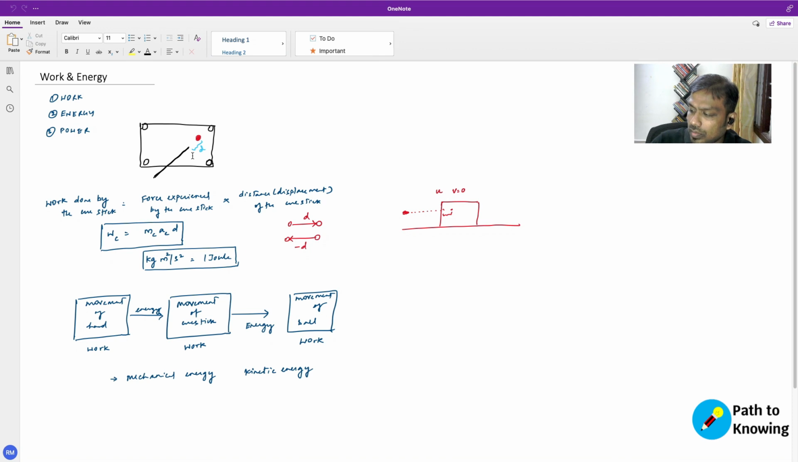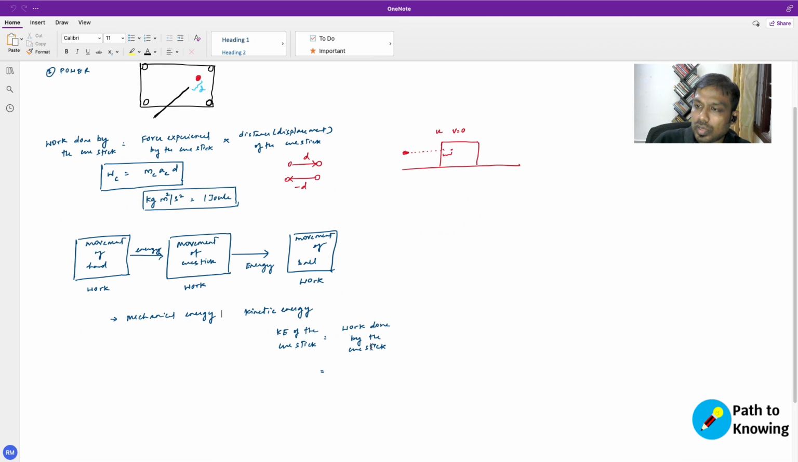So the kinetic energy of the cue stick is equal to the work done by the cue stick. I'm going to derive this, and we just saw that the work done by the cue stick is going to be m times a_c times the displacement. If you notice this formula, d is the displacement of that cue stick from this point to this point.